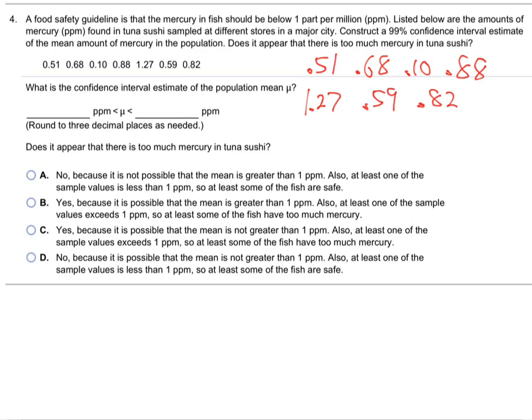They're giving me actual data values. This would be like if you go out, you do a study, you sample some tuna sushi at different stores in a major city like Fresno or whatever, and you get these numbers. This is the amount of mercury. That one's bad, huh? That's over the limit there. So that's the amount of mercury in those various fish, the tuna sushi.